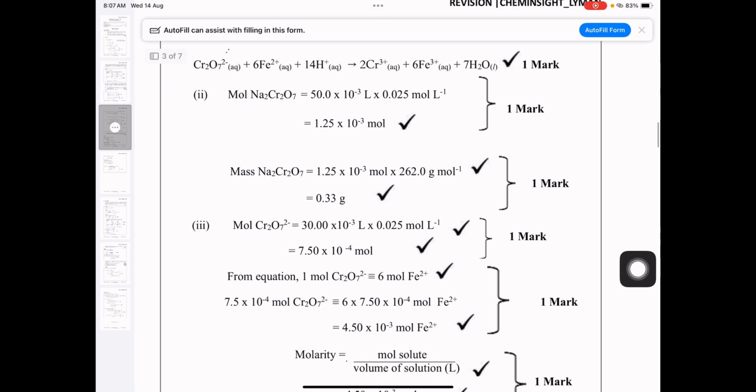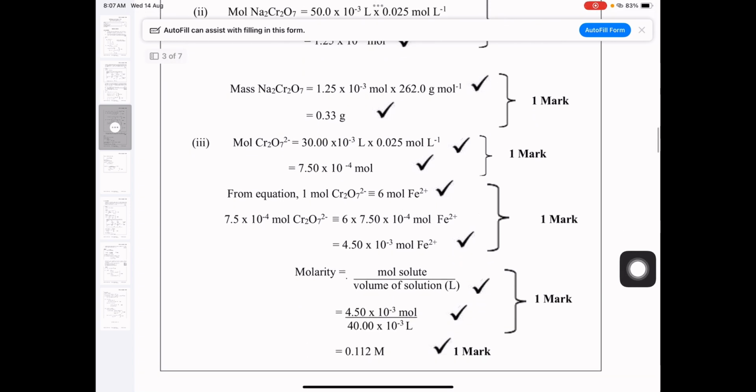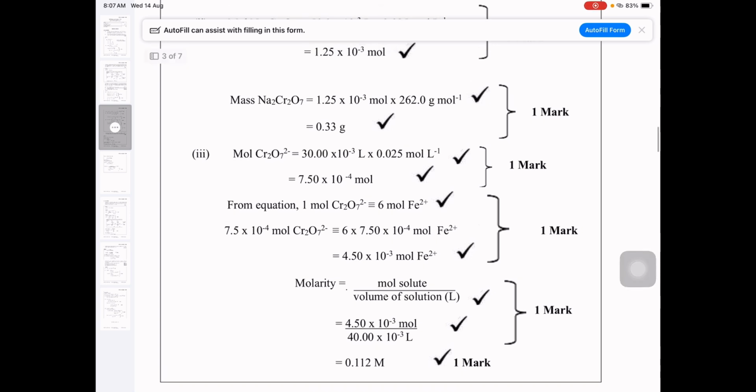Okay, number 3, calculate the molarity of ferrum 2 plus solution. So based on the equation, 1 mole of chromate ion reacts with 6 mole of ferrum 2 plus. Okay, if 7.5 times 10 to the power of negative 4 mole chromate ion reacts, then 6 times 7.5 times 10 to the power of negative 4 mole ferrum. So this is the number of mole for ferrum ion.